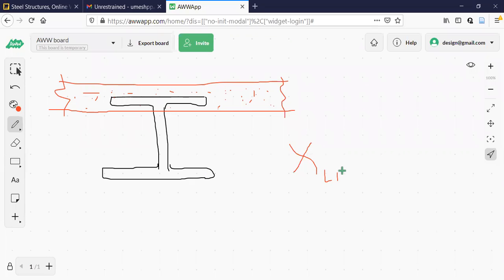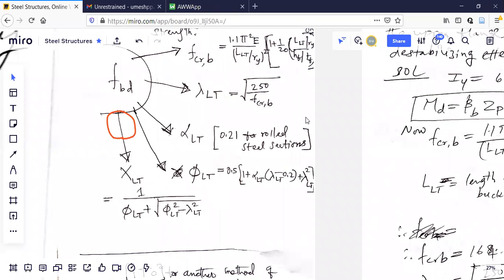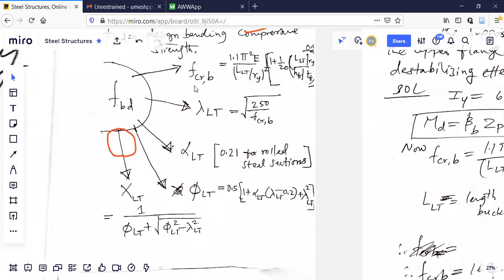Okay. Now observe this. Here, calculate FCRB, gamma LT. These notations I will tell you. Alpha LT you don't have to write, is 0.21. It means it is fixed. This value is there in the codebook also. Even if you forget 0.21, you can refer and get it. I'll show you that. So alpha LT, no need to worry much. It is a fixed number. Phi LT is this formula. You can see this.